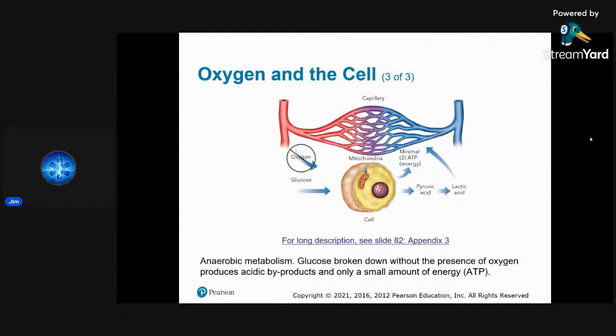This is anaerobic. This is where the oxygen levels are too low for the cell to metabolize normally. So it's still going to metabolize, but the byproduct is going to be lactic acid, as you can see there.